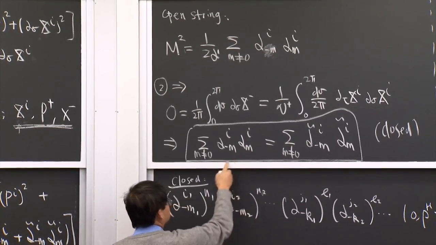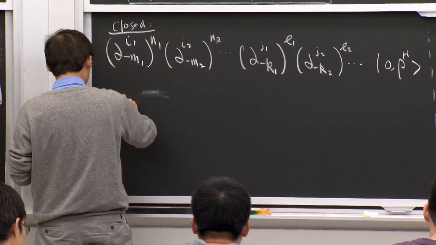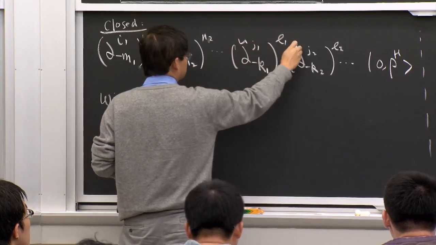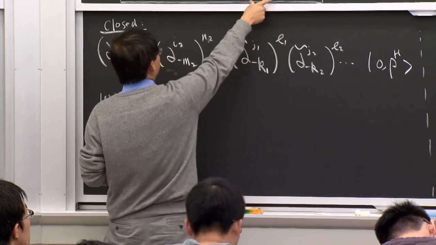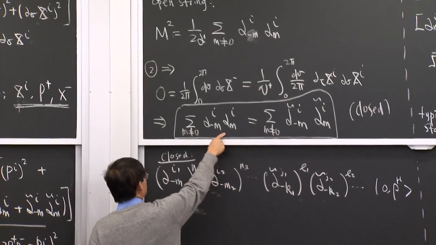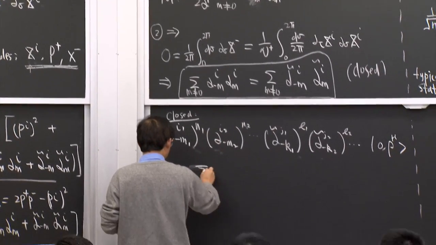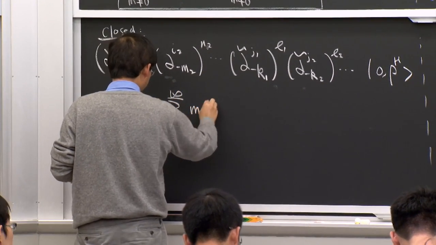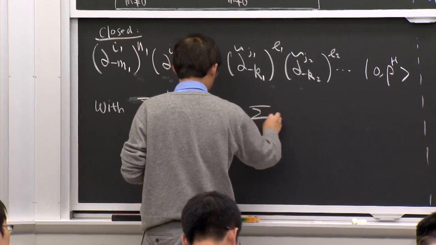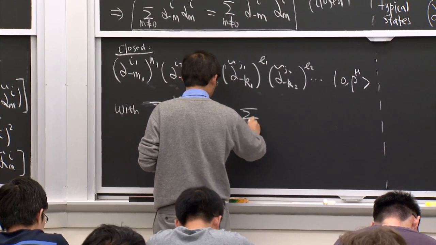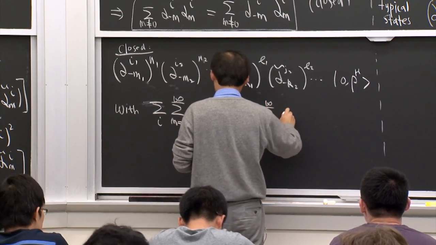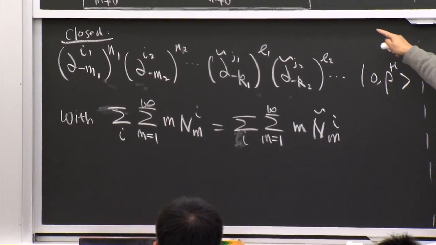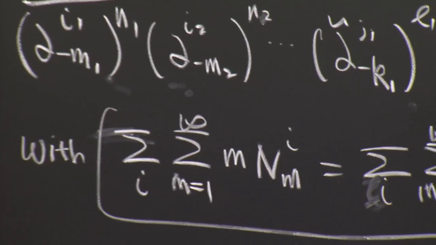So this constraint can be written as follows: the oscillator number for the left-moving modes and the oscillator number for the right-moving modes, with the tilde, have to be the same. Let me rewrite this equation in terms of oscillator numbers. So this means the sum from m equals 1 to infinity, over m and i. Okay, so this is just from that equation. This is called the level matching condition.